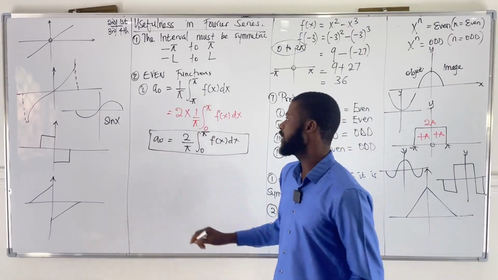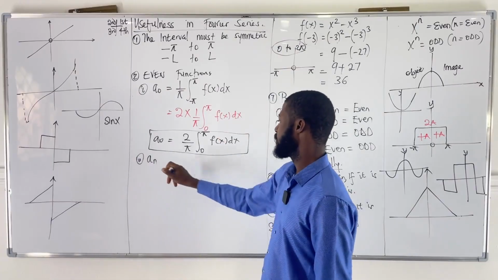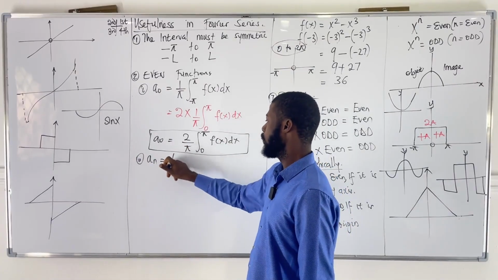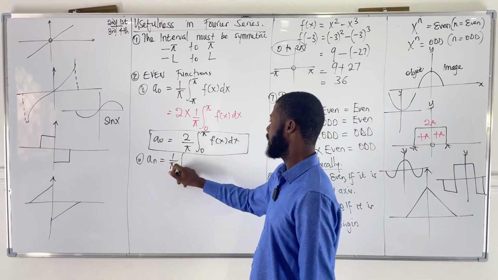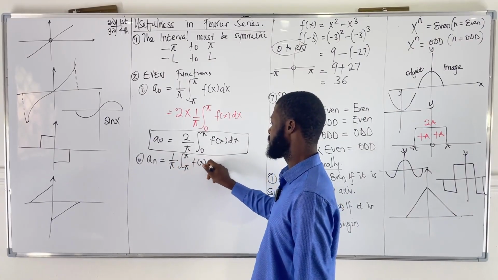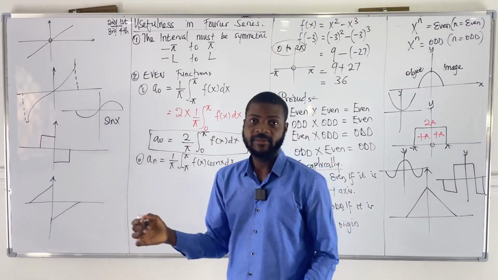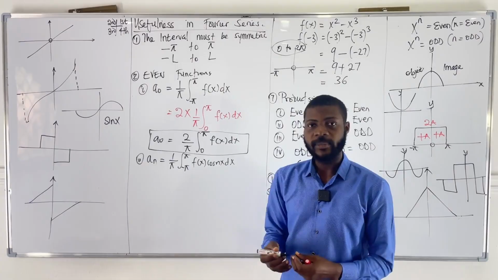Now next, let's find a sub n. I kind of need space for this. Okay, now I know that this is 1 over pi integral from minus pi to pi of f of x cos nx dx. So this is what we have. That is the formula for a sub n.